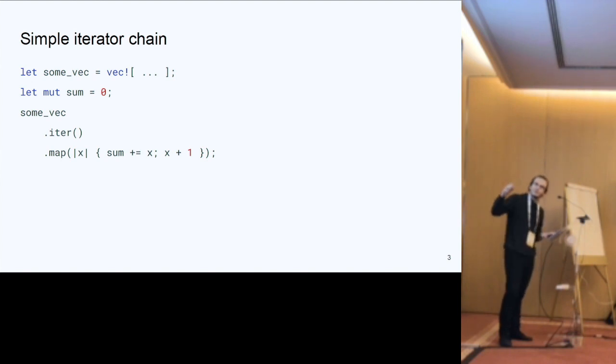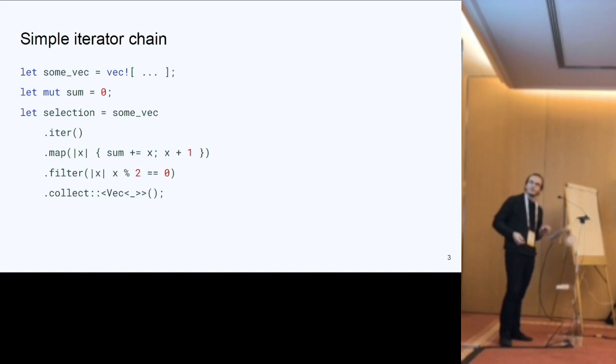And so the result of map is yet another type that implements iterator, so we can apply more operations such as filtering out only the even numbers. And finally, filter gives us yet another iterator, so we can collect this into, say, a vector. So this is what we call an iterator chain.